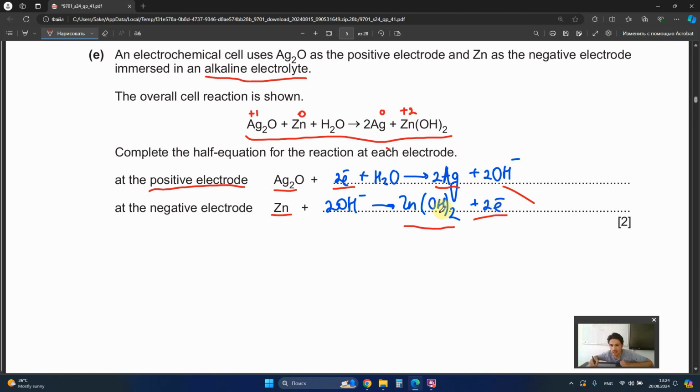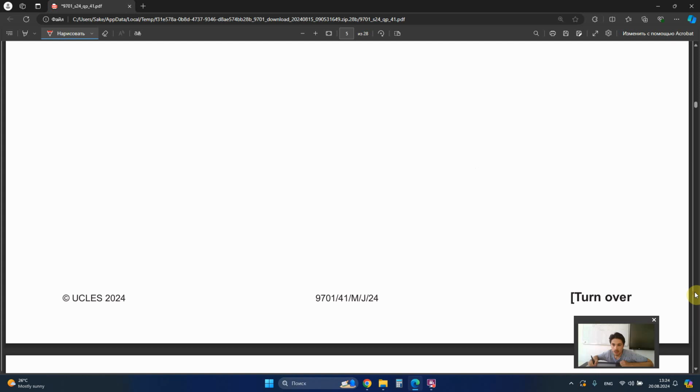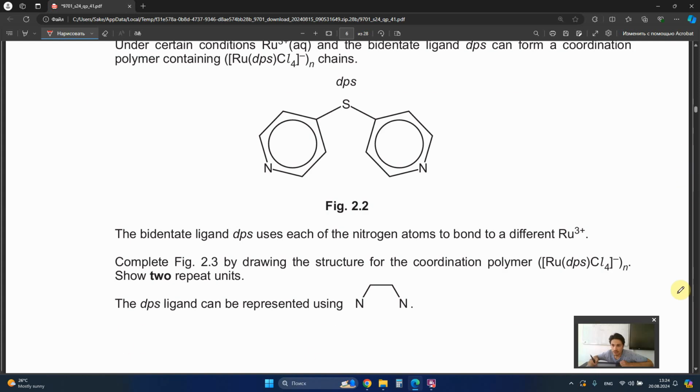And again, we are balancing using hydroxide ions and water only. So if we place two hydroxide ions on the left-hand side, we don't need any water on the right-hand side because everything is already balanced. And that's how we show the reactions at the anode. So this is the anode reaction, this is the cathode reaction, but still you are not asked to indicate them as cathode and anode.